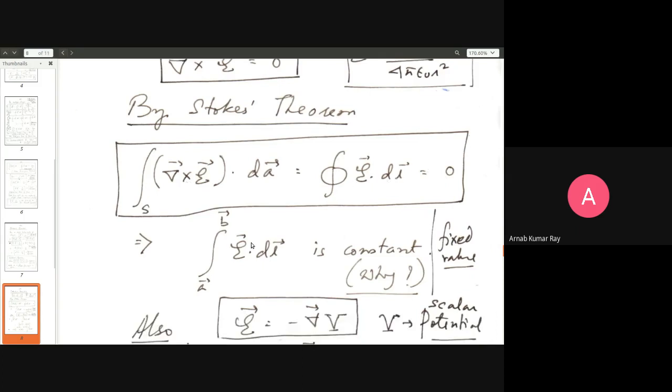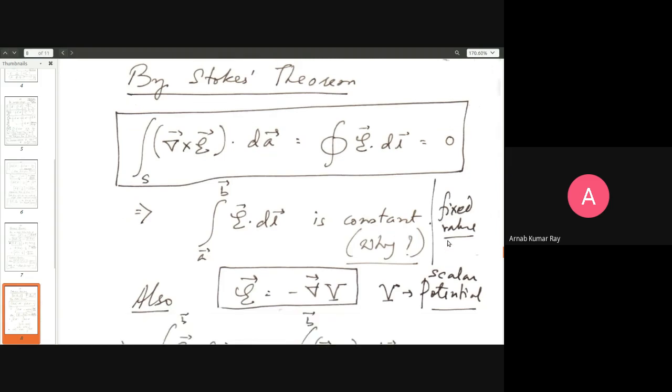If that is so, then we can immediately write that E dot dl going from A to B is a constant quantity. It's got a fixed value. Why? I have discussed this early in the class. I have made this point in a supplementary set of notes while talking about conservative fields.